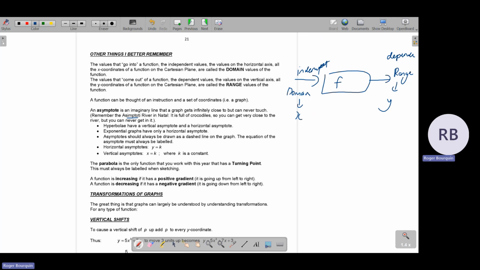Hyperbolas have a vertical asymptote and a horizontal asymptote. The only graphs that you're drawing this year which have asymptotes are your hyperbolas, which have a vertical asymptote and a horizontal asymptote.